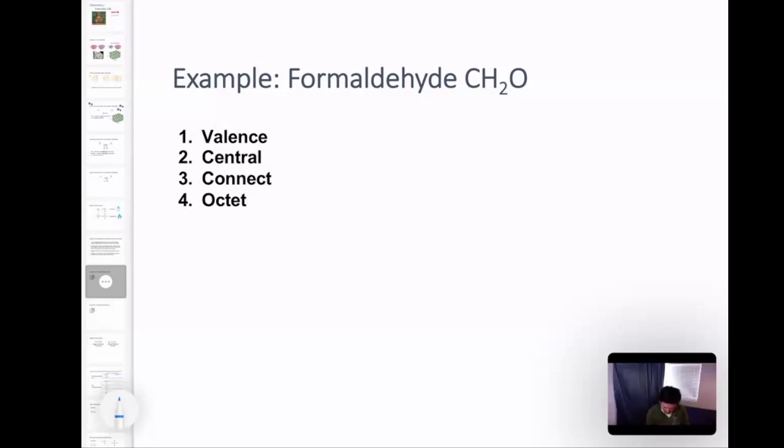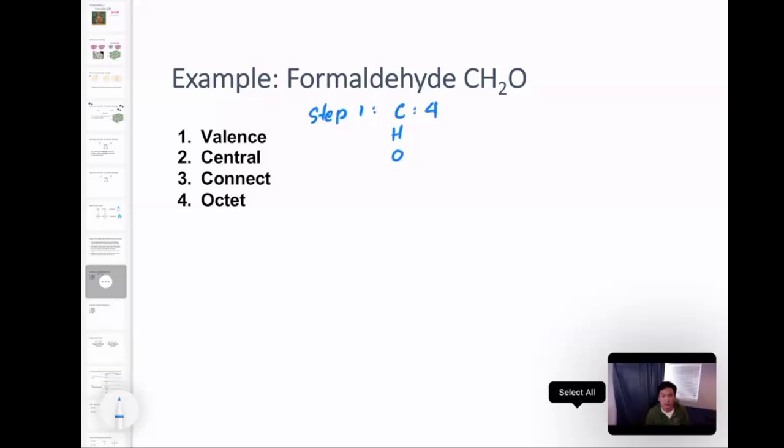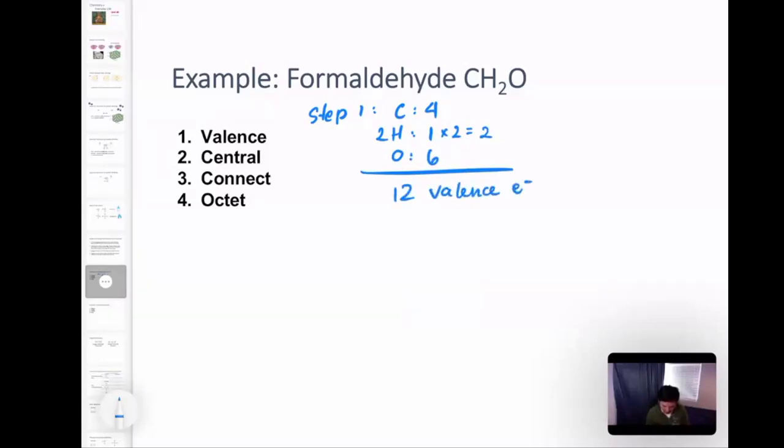The first step is to count your valence electrons. So step 1, you have carbon, hydrogens, and oxygen. Remember, carbon has 4 valence electrons because it's in the 4th column. Hydrogen has 1 valence electron because it's in the 1st column, but there are 2 hydrogens, right? So you have to multiply that by 2, for a total of 2 electrons. Oxygen has 6 valence electrons. So together that is 12 valence electrons.